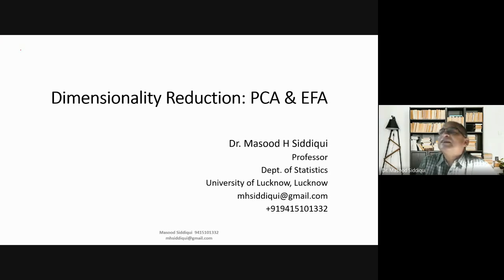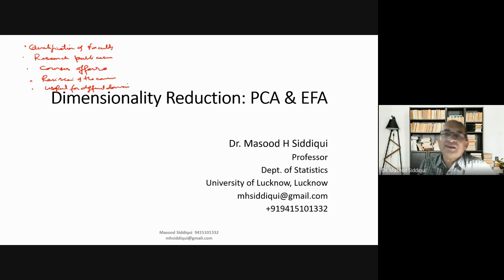Suppose we have examined certain features or certain variables, like the qualification of the faculty members of that university, the research publications, courses offered, the revision of the courses, and whether these courses are useful for different domains, both theoretically as well as the application part.